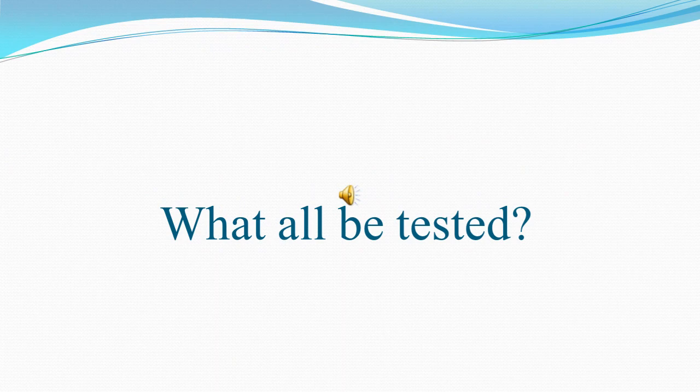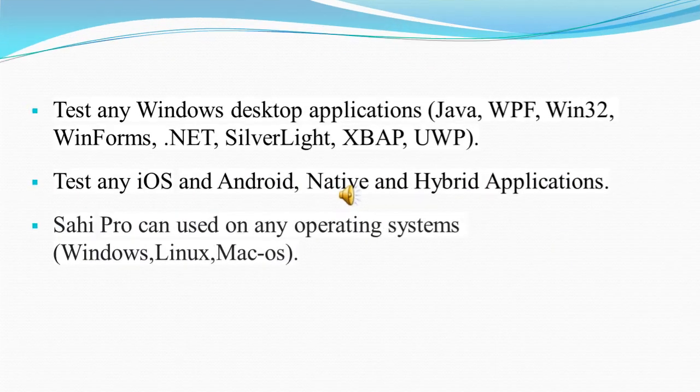Let's see what all can be tested using Sahi Pro. To install Sahi Pro on any device, the prerequisite is Java 1.8 or above. Sahi Pro tests any Windows desktop applications like Java, WPF, Win32, WinForms, etc. It can test Android, native and hybrid applications. Sahi Pro can be used on any operating system like Linux, Mac, Windows, etc.